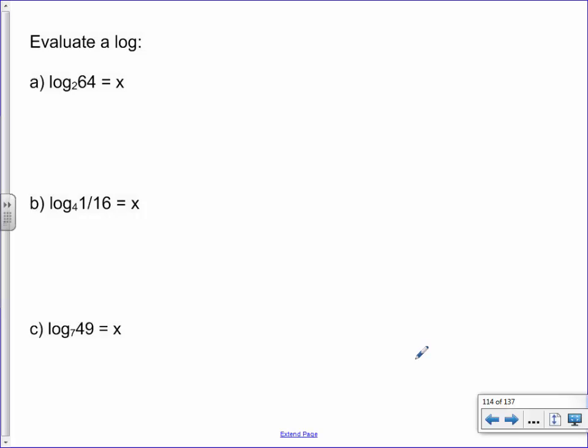Okay, now let's try to evaluate. That means answer. Now, technically in your calculator, you should be able to type in log base 2 of 64 equals x. So for those of you who have your calculators nearby, can you tell me what x is going to be? 6.